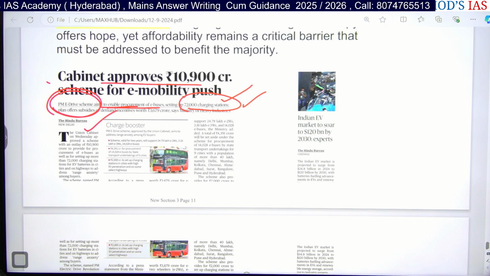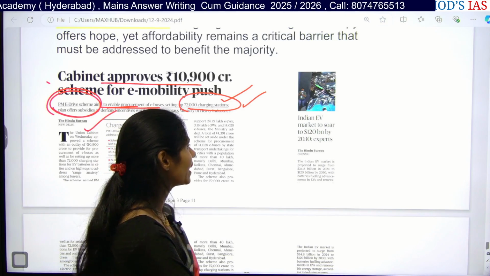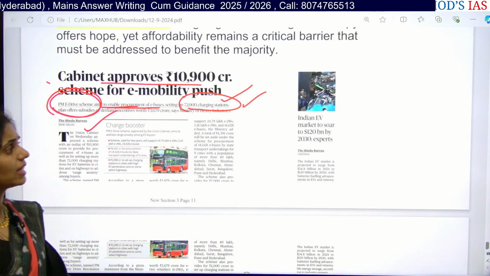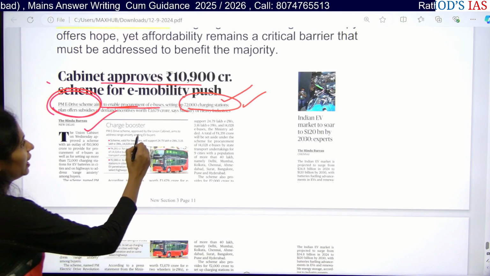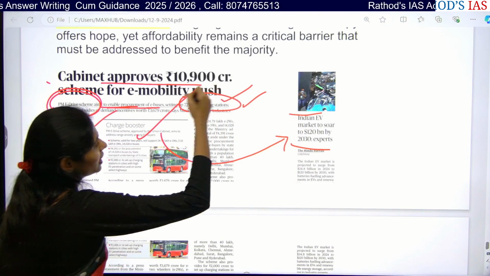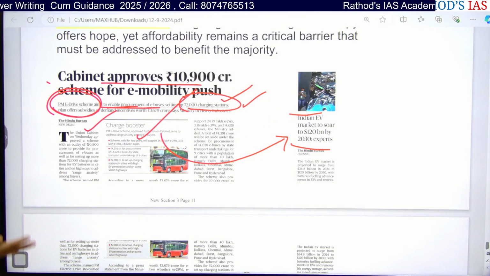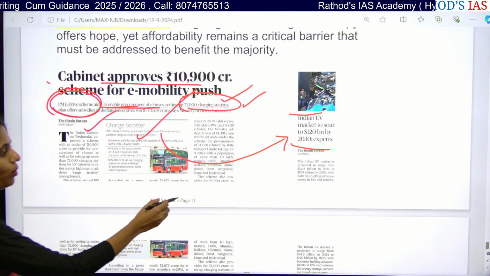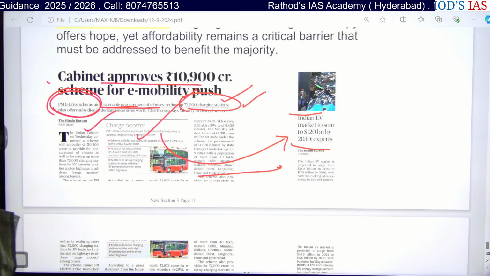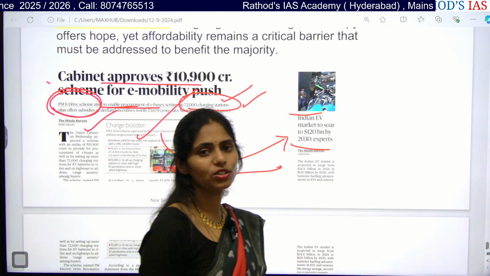Yes. See another article: Indian electric vehicle market to soar to $120 billion by 2030, say experts. So if you are increasing electric vehicle mobility, obviously your Indian electric vehicle market is going to increase. So this is one of the statistics which is supporting this article. Okay. So these are the important articles that appeared in today's newspaper.